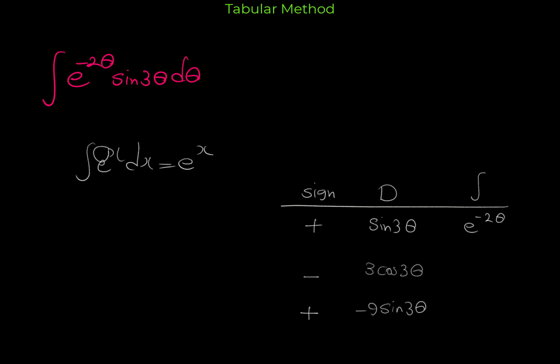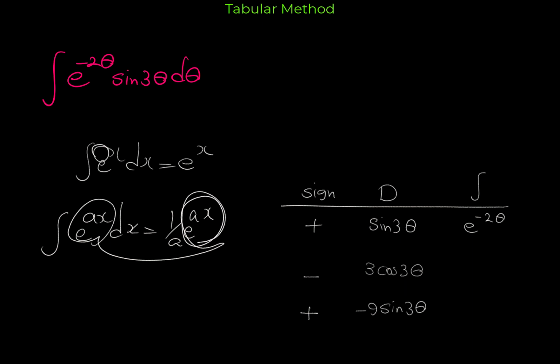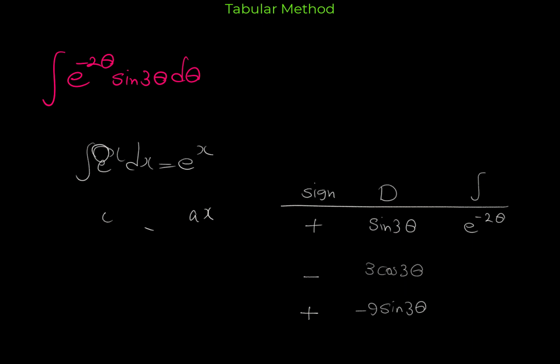But when we have a coefficient, like a in general, the integral of e to the ax is 1 over a e to the ax. The integral of e to the ax is e to the ax, but the reciprocal of a you have to put in the answer. So what is the integral of e to the negative 2 theta? Negative 1/2 e to the negative 2 theta.